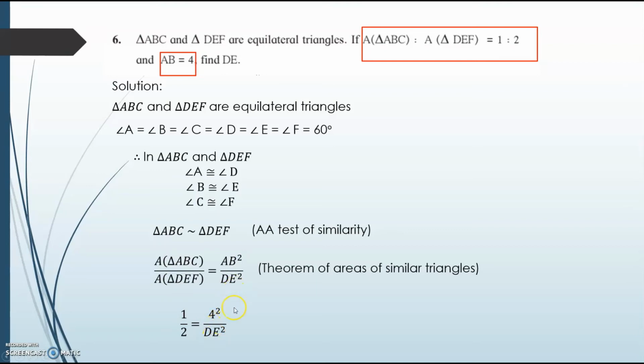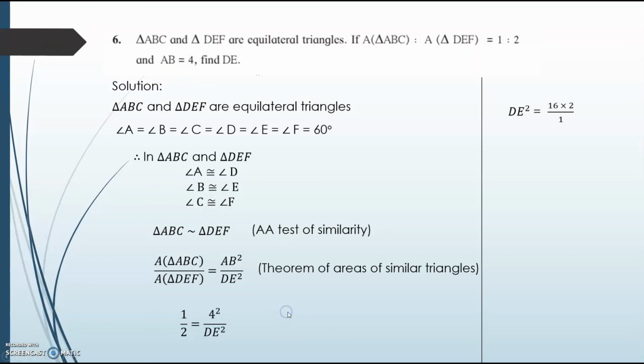DE squared is a perfect square of DE. But 2 is not a perfect square. So we will not be able to take the square roots. We have to cross multiply in this stage only. So let's do it. DE squared is equal to 16, that is 4 squared is 16, into 2.